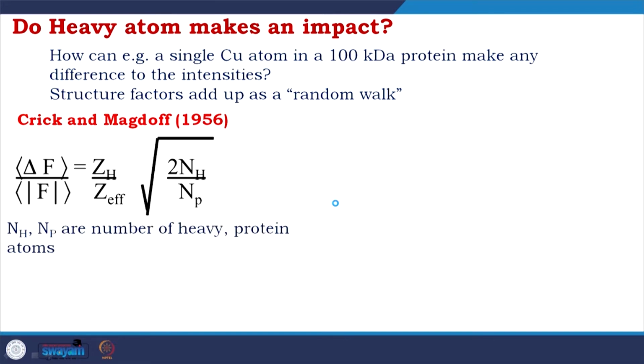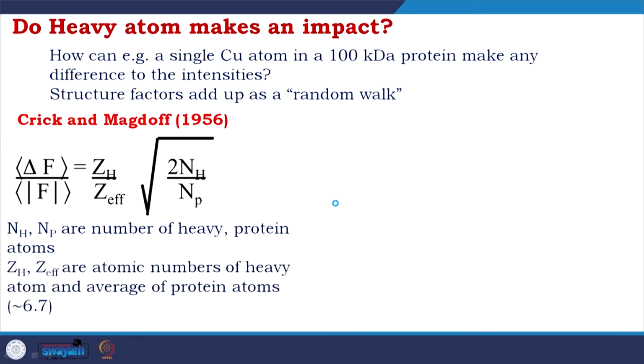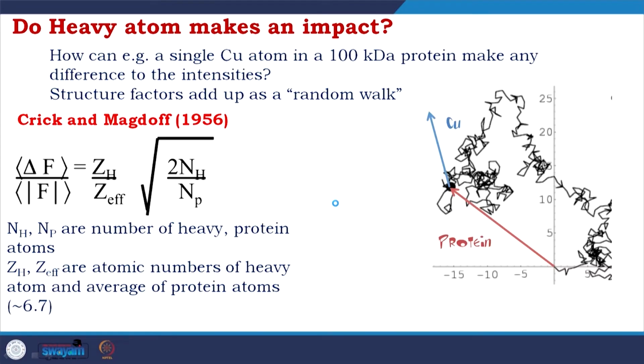where N_H is the number of heavy atoms, N_P is the number of protein atoms, Z_H is the atomic number of the heavy atom, and Z effective is the average of protein atoms, which is 6.7. This is the change, the protein has its vector and then the copper adds to the structure factor. So, in a 100 kilodalton protein, copper with atomic number 28 adds 5.6%, that is the impact.